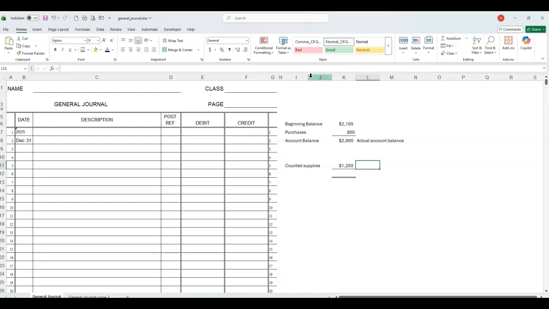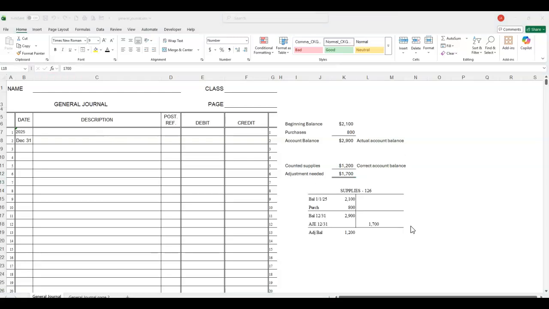So we want to adjust our paperwork, our account in our books, down to equal what's in the closet. So the difference between that is $1,700. This is the adjustment needed, and this is the amount that our balance is going to be. So if you hang on a second, let's look at it as a T account.